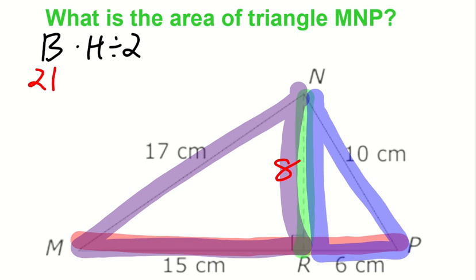So now we got to find our area. We got the height, or we already had the base, was 21. Height is 8. Going to divide by 2. So, Caden, what you got? 84 is correct. Everybody good on that? Little bit more complicated than the last one, right?